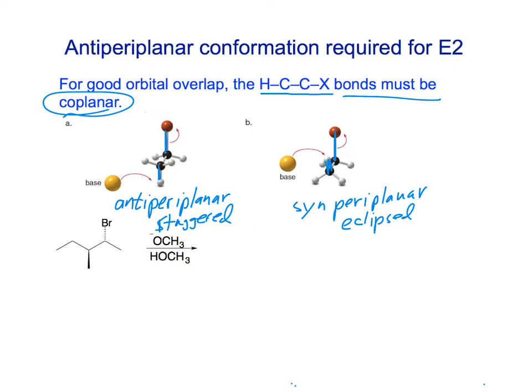Okay, this in its own right is not enough to make one happen over the other, because sometimes an unstable conformation can still lead to the major product. But in this case, as we go through the transition state, we'll be generating a delta minus on the bromine, and we will be relieving the minus charge on the base, so we'll have a delta minus on the base.